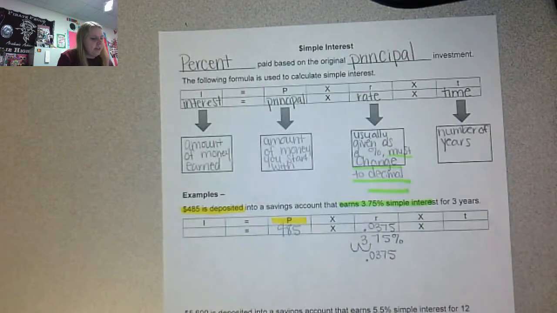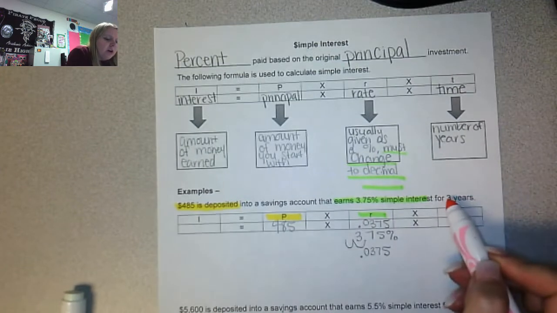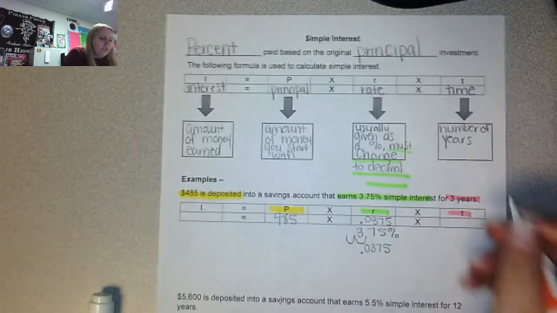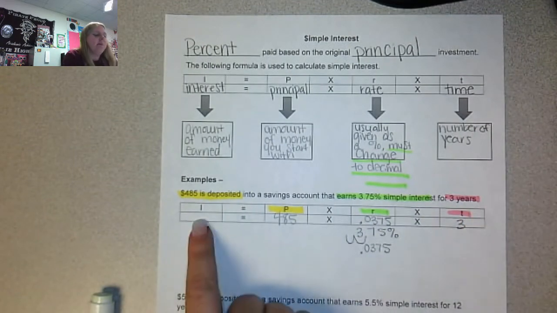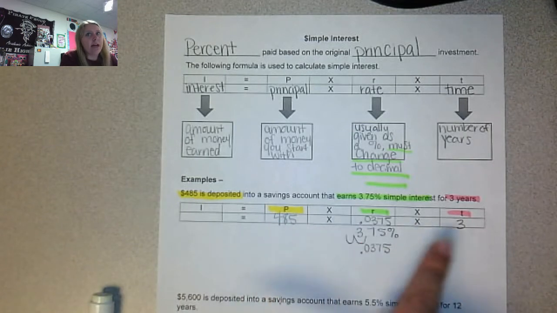Now the last thing that I'm going to do is look for the time, the number of years that I'm watching my money grow. I'm going to go back, it gives me a 3, so I'm going to put a 3 in. Now the next thing I'm going to do to find my interest that I've earned is multiply the principal, the rate, and the time.